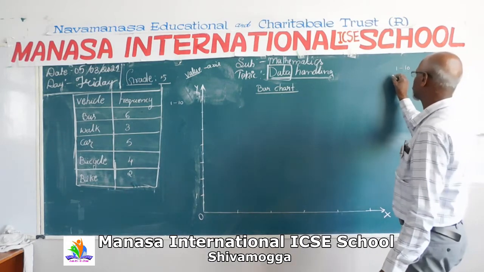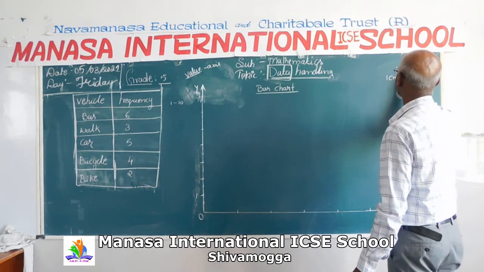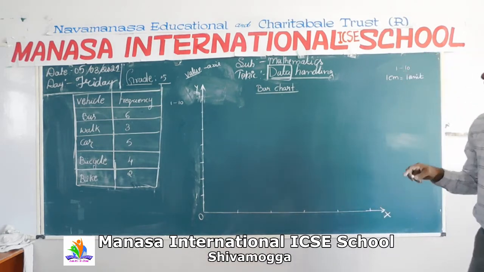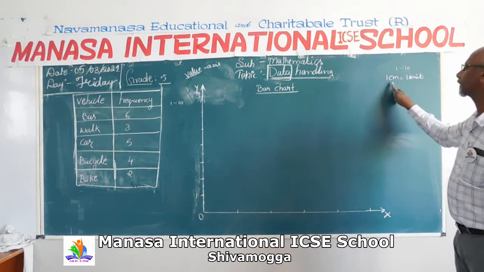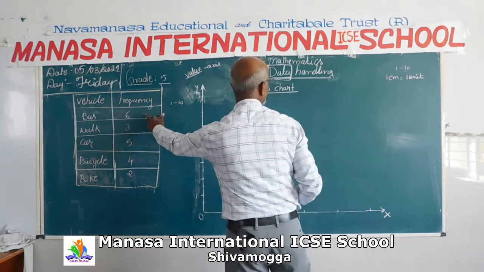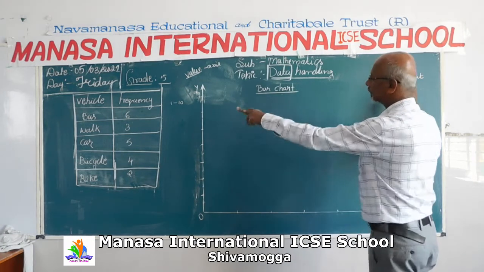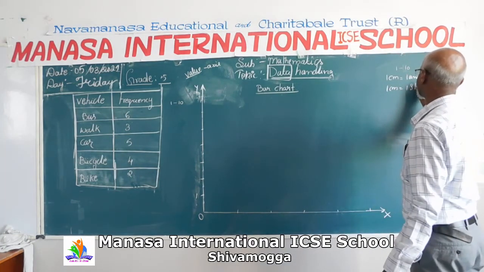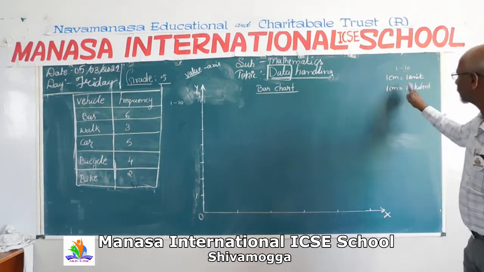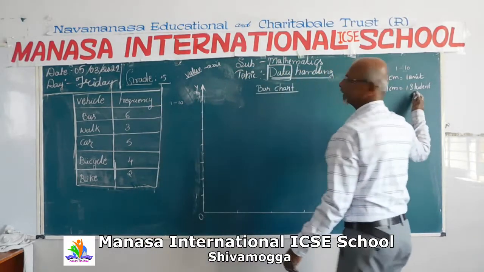Then you should choose the scale like this: 1 centimeter is equal to 1 unit. If the values lie between 1 and 10, then 1 centimeter is equal to 1 unit. As per this example, 1 centimeter is equal to 1 student. Each centimeter represents 1 student. What you have written here, you will convert into the scale.